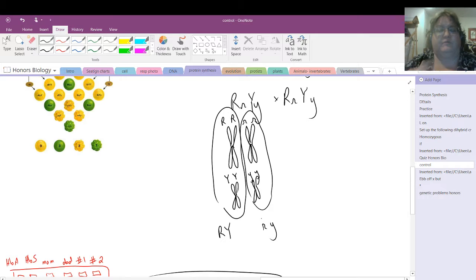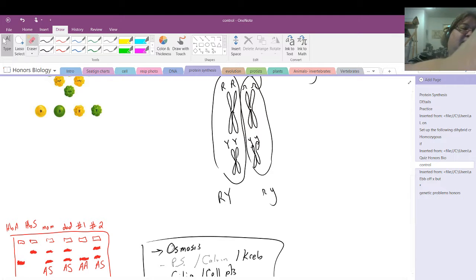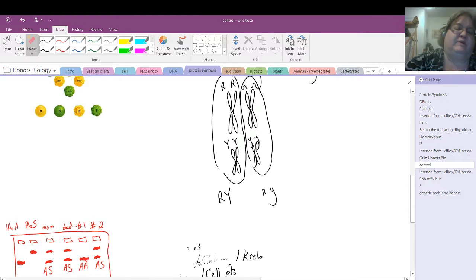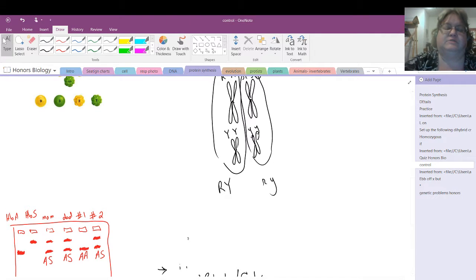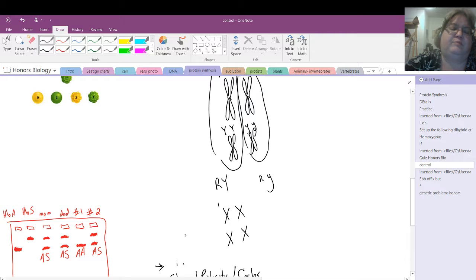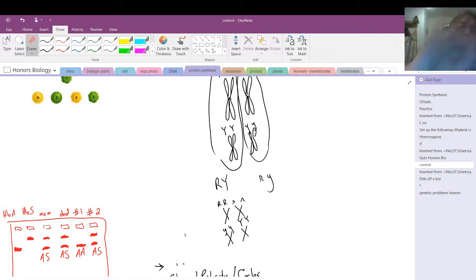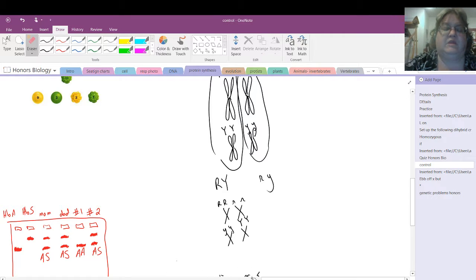However, what if they line up differently? What if, and I'm just going to do this really quickly here, what if they lined up so that the top two are the same, so big R, little r, but what if the bottom two are little y, big Y? If you did that, then notice as they separate, you're going to get two different types of gametes.